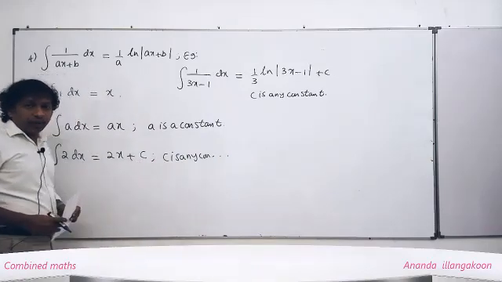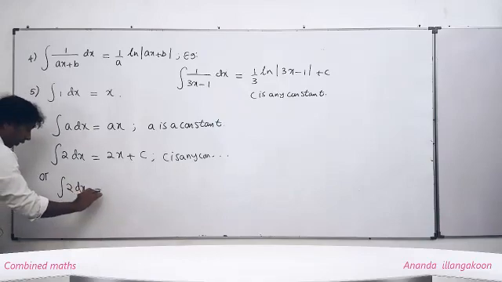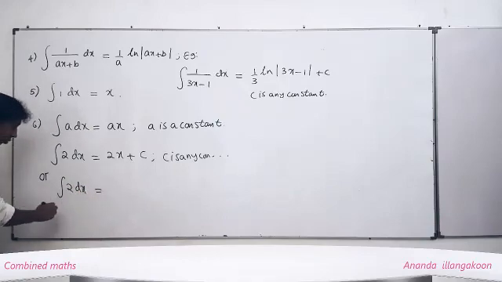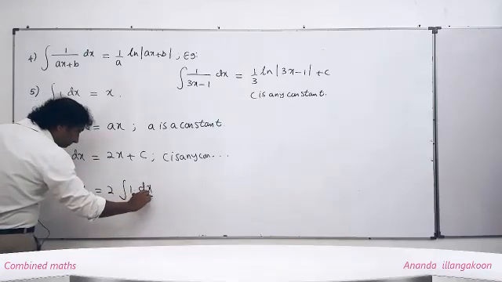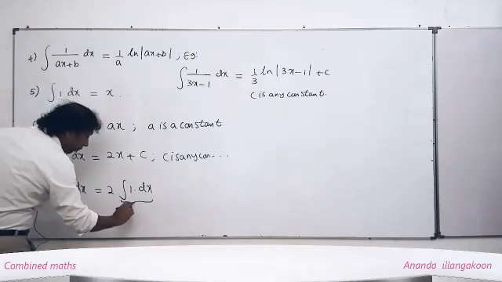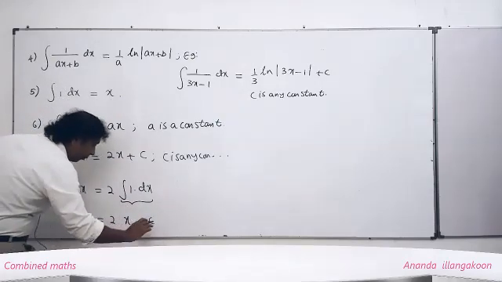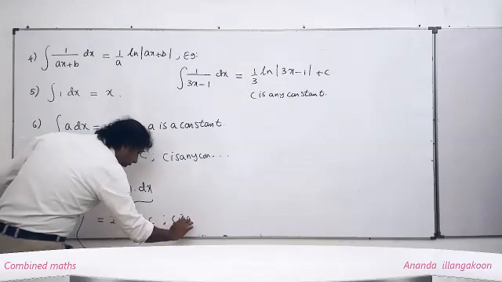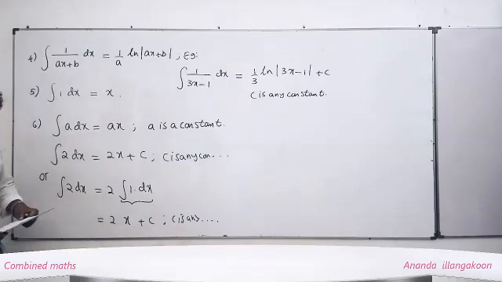And remember, the same thing you can think like this. Integration of 2 dx. Since this 2 is a constant, you can take this 2 out. Then here we have now 1 dx. But the integral of 1 is x. Then for this I can put x. That way also you can think.